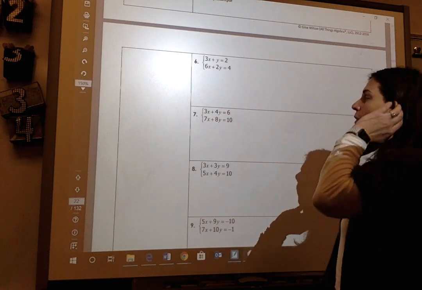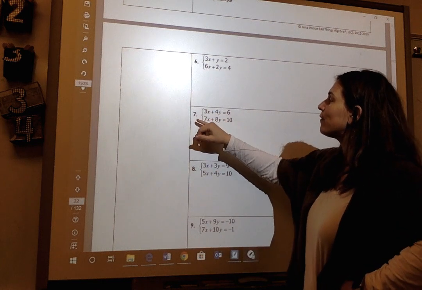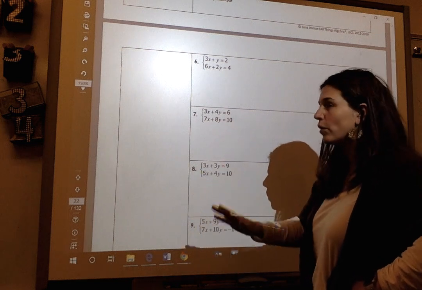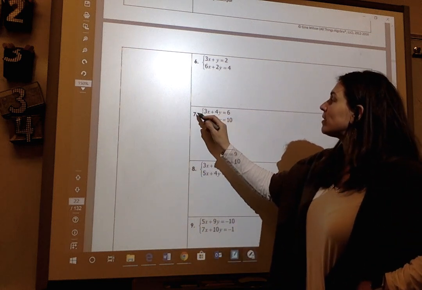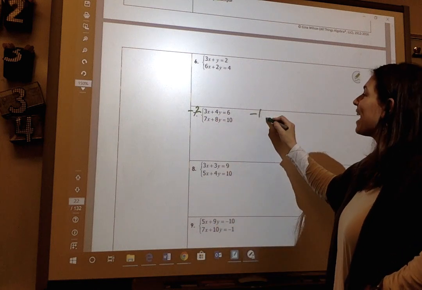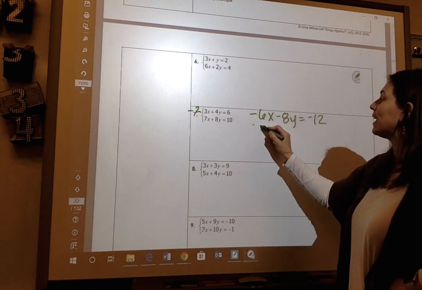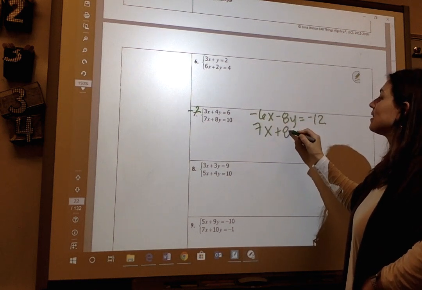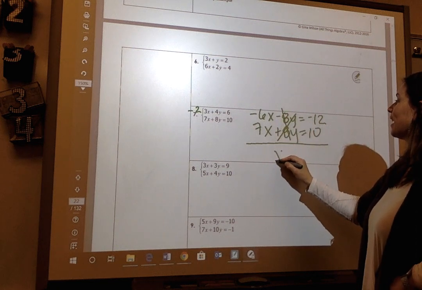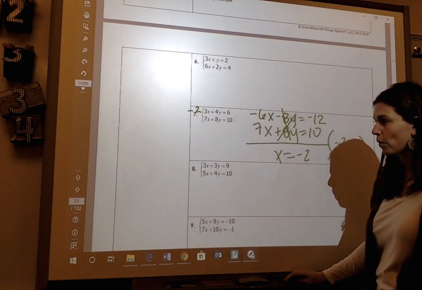Oh, this one's still easy. I don't have to do both of them. If I did my x's, I would have to multiply the top one by 7 and the bottom one by 3. So I don't want to do that. But if I multiply this top one by -2, then that's going to work out. So I get -6x minus 8y equals -12. I keep my bottom one as 7x plus 8y equals 10. Now my y's cancel out, and I get x equals -2. And of course, you can go back and solve for y.